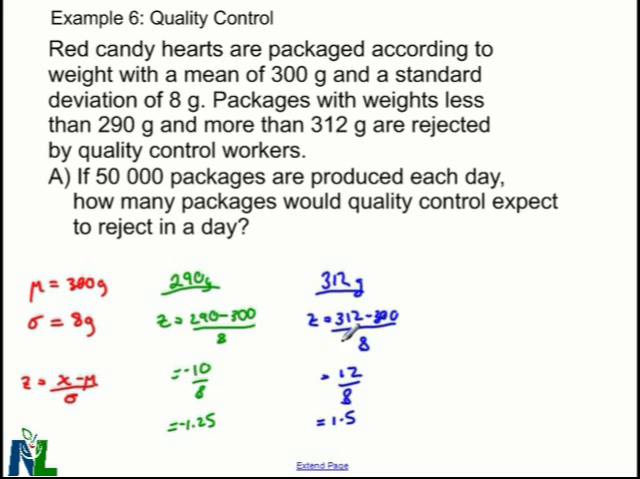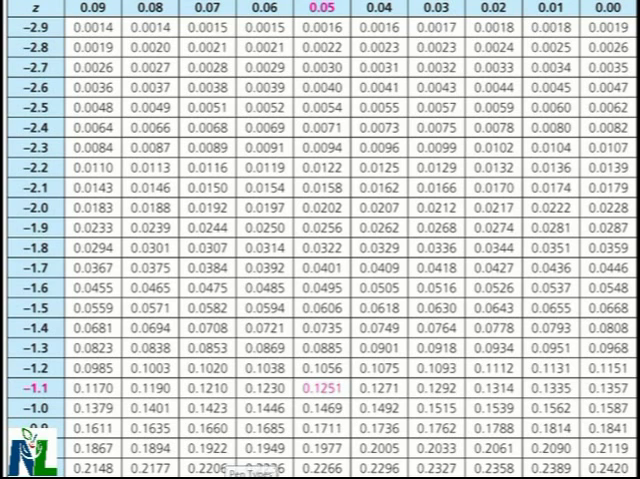Now, if I want to find out what percentage or how many packages are going to be rejected, I need to know the percentages that correspond to my two z-scores. So I'm first going to need to look up my negative 1.25 in a z-score table. So I'm going to go ahead and do that. So I bring up my negative z-score table, and I need to find negative 1.2, and I also need to find that 0.05.